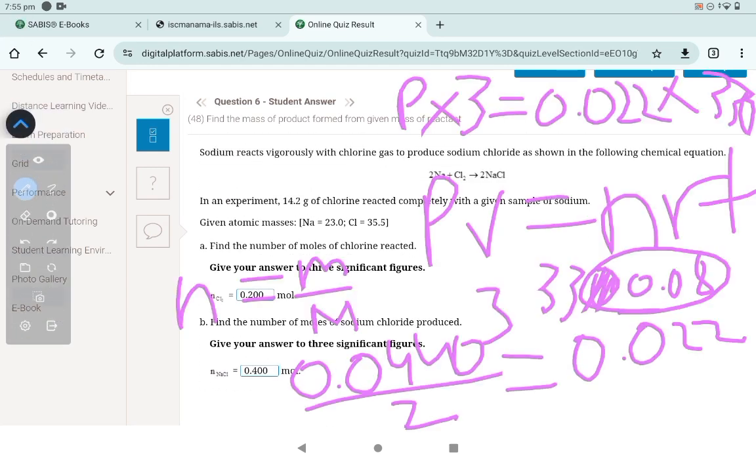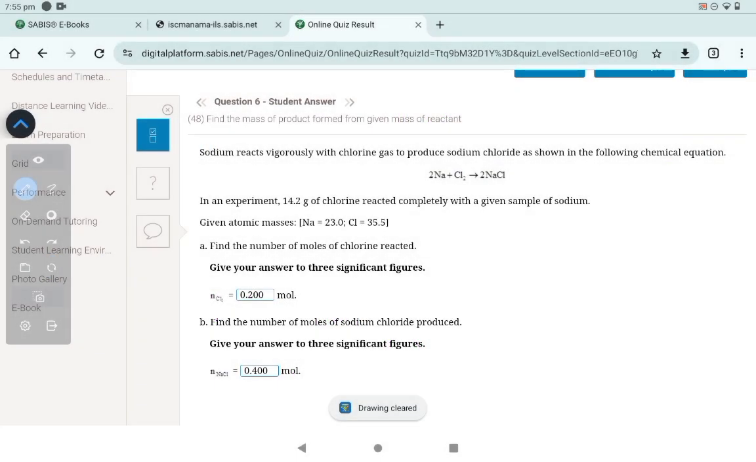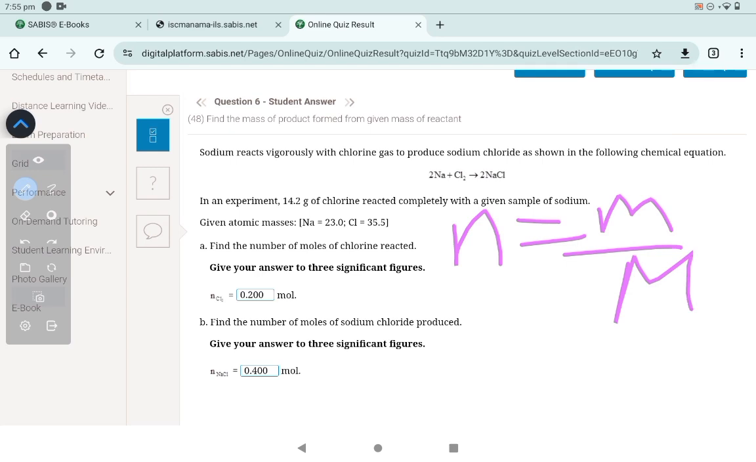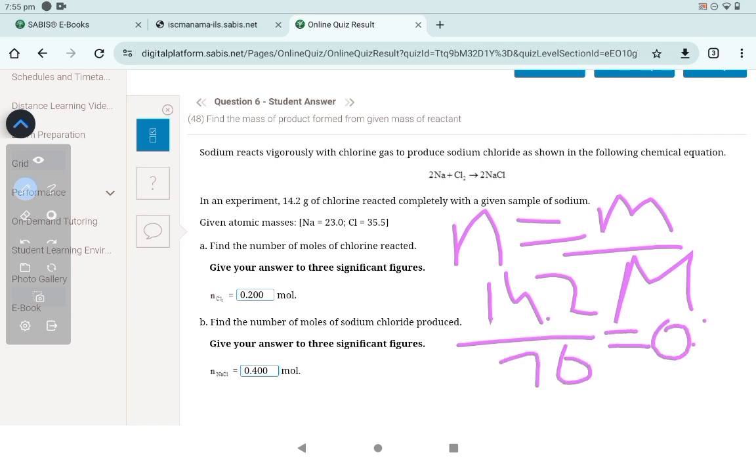To find the number of moles, as we all remember, it is n is equal to m over M. Mass is 14.2. Chlorine is diatomic, so 70. You find it to be 0.2. Then moles of sodium chloride, we do the mole ratio. So sodium chloride is 1 to 2, 0.2. We get 0.4 here when you cross multiply.